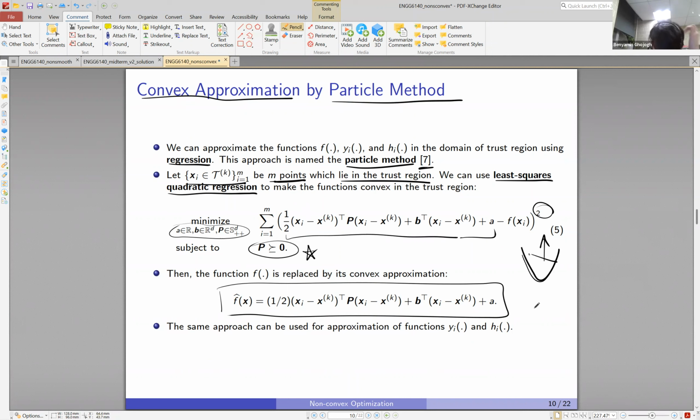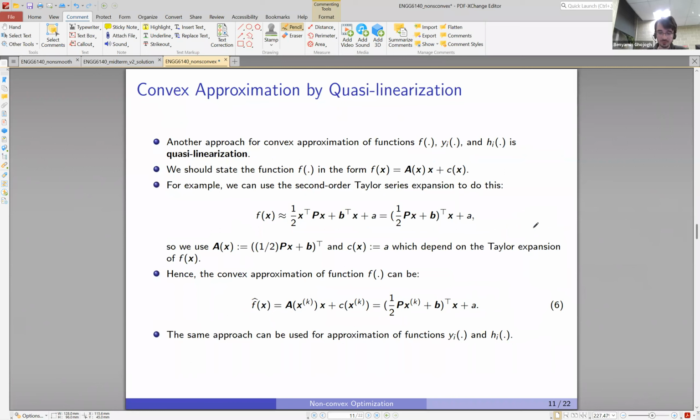Okay. Again, we can do the same for yi and hi. So here we'll have yi and hi in this term in order to have approximations of yi and hi in the particle method. Another approach to have a convex approximation is quasi-linearization. So what is that?